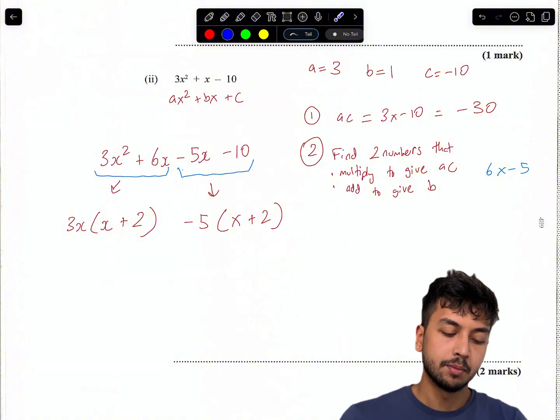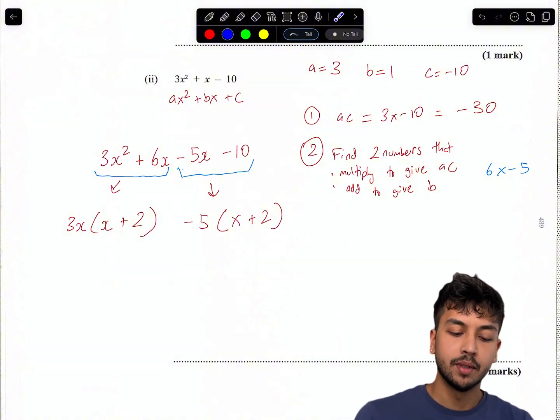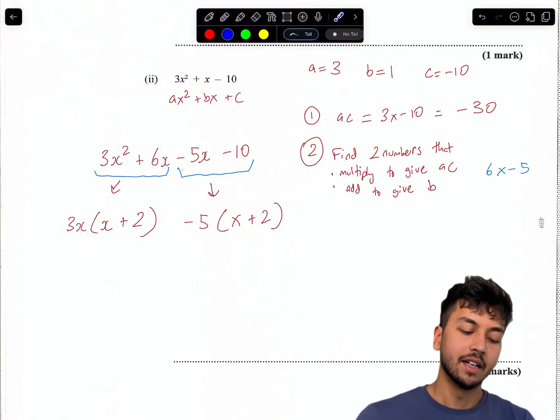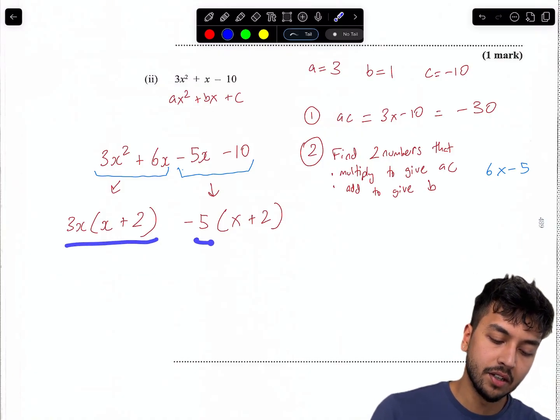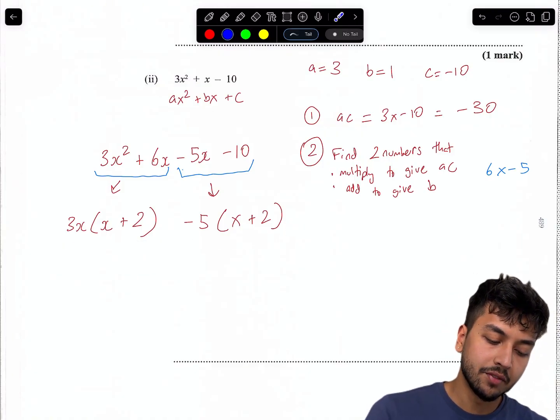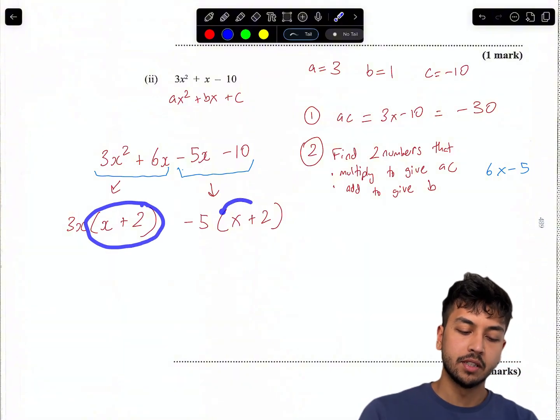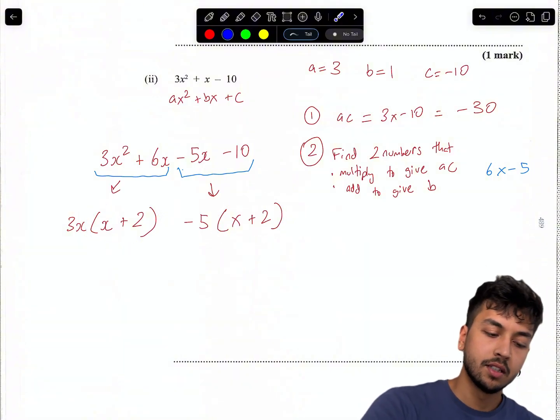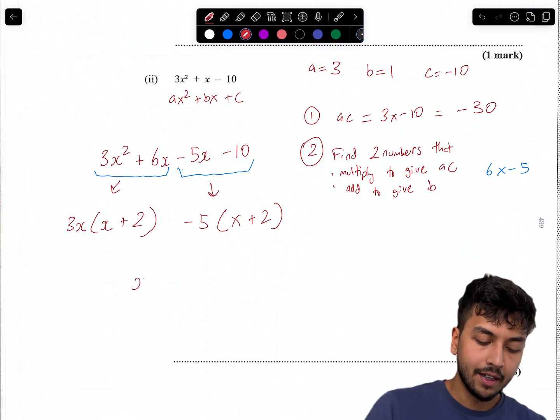So this is the new expression we have: 3x multiplied by x plus 2, minus 5 multiplied by x plus 2. This is one term, and this is the other term. As we can see, we have something common again, which is the x plus 2. So we're going to pull it out. So we get x plus 2.